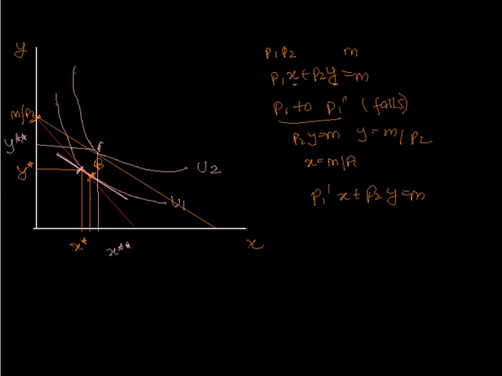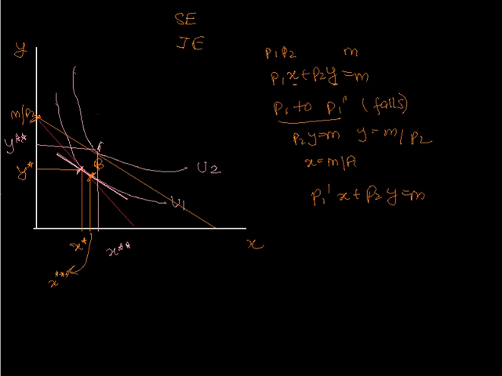Clear? Now, this movement is actually a representation of what is called the substitution effect. Okay, this movement, say you can call it X triple star or anything. So X star to X triple star is a movement of the substitution effect. Okay, now the further move from this point to the new point, that is X double star, is called your income effect. Okay, so this is your income effect.